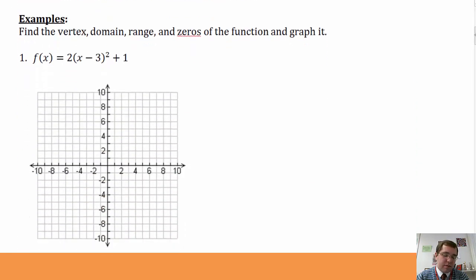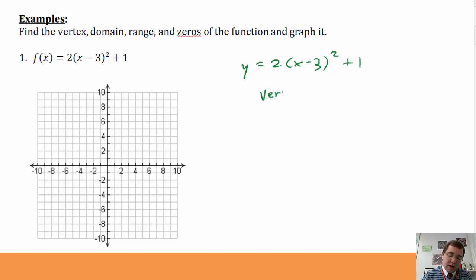Here's some examples. We're going to find the vertex, the domain, the range, and the zeros, which remember are the same as the roots of the function, and we're going to graph it. So f of x equals 2 times x minus 3 quantity squared plus 1. So let's graph y equals 2 times x minus 3 squared plus 1.